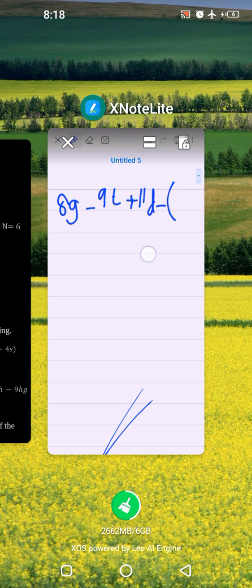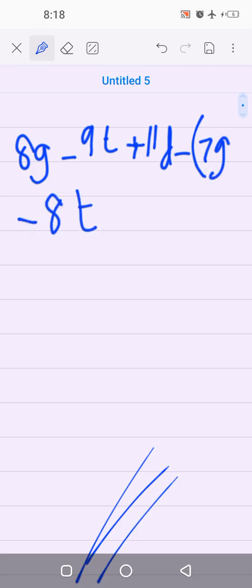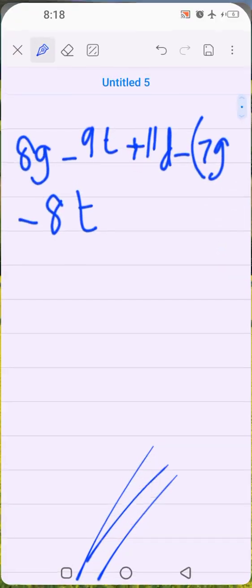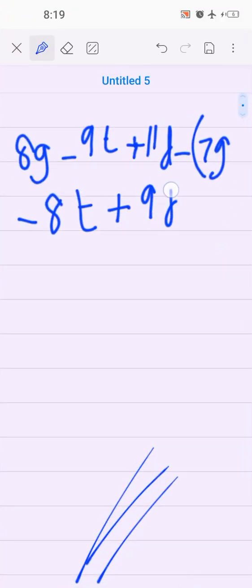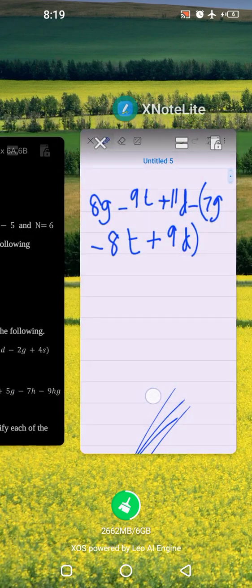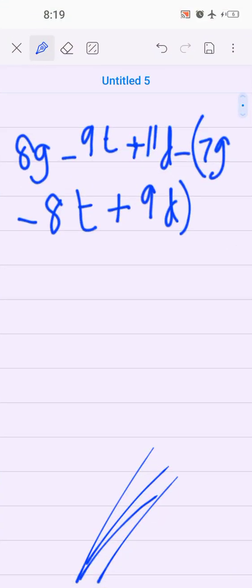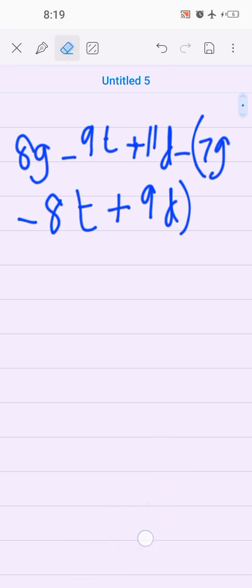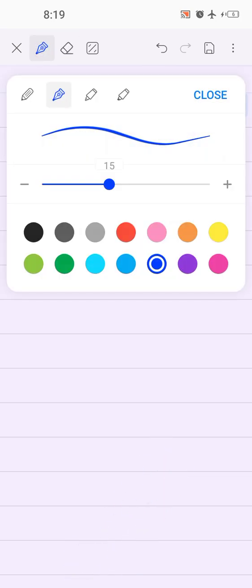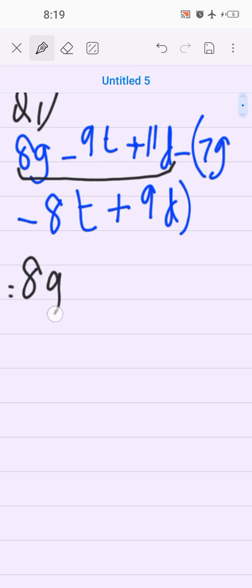7g minus 8t plus 9t. So we have to be very careful. I'm going to go back and check: 8g minus 9t plus 11d and 7g minus 8t plus 9t. These are repeated instructions, but we have to follow them. This is your question number one. So you write all of this expression as it is, no change in that.